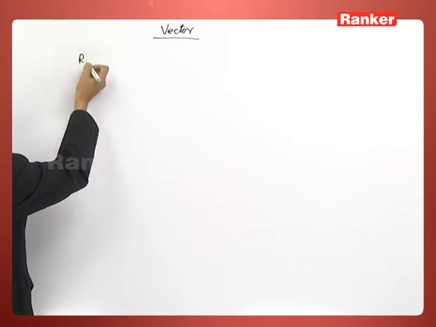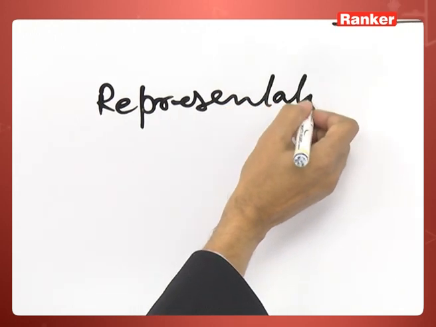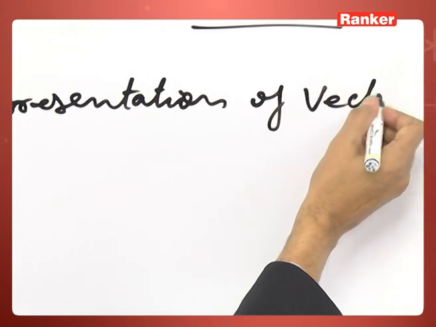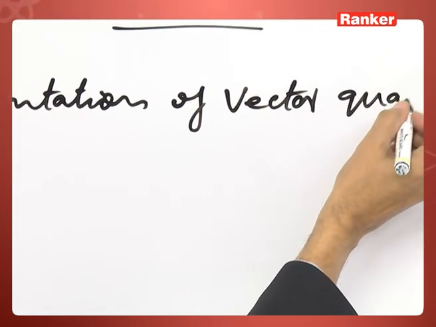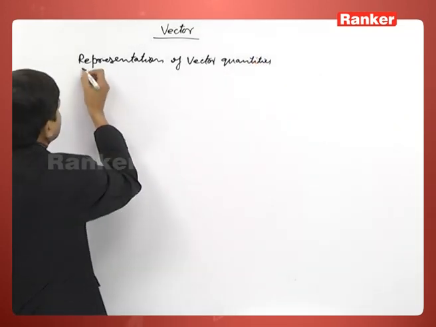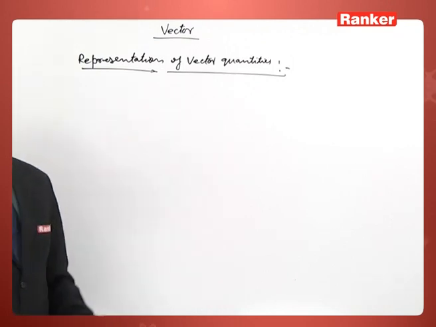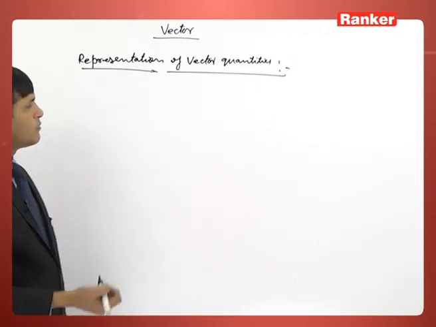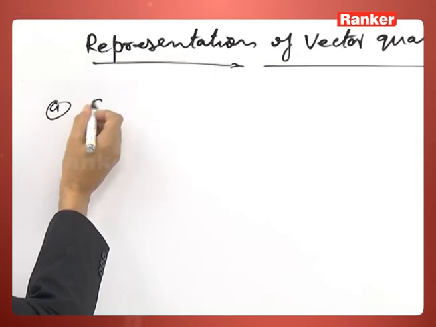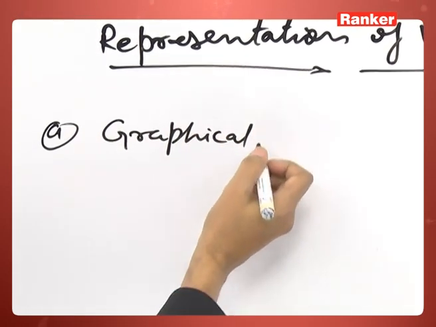Representation of vector quantities. For representation we have two or three methods. One is the graphical method.